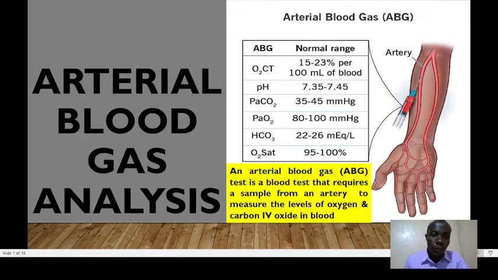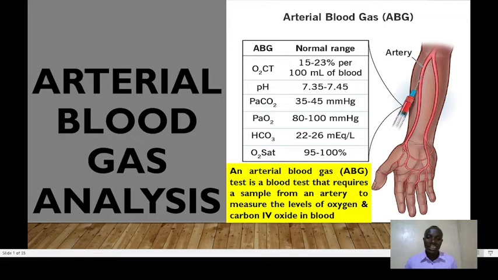In this presentation, we are looking at the arterial blood gases. We will also explore the relationship between arterial blood gases and acid-base balances. At the end of this lecture, guys, we'll learn how to calculate and tell whether this is an acidosis or an alkalosis. But first, we start with defining what is an ABG, arterial blood gases.